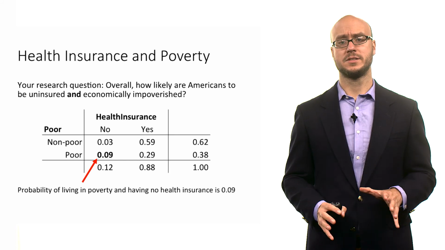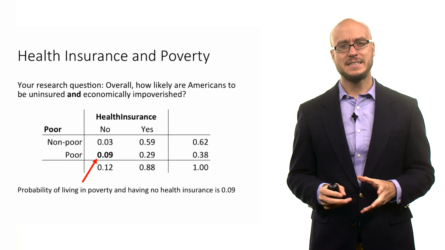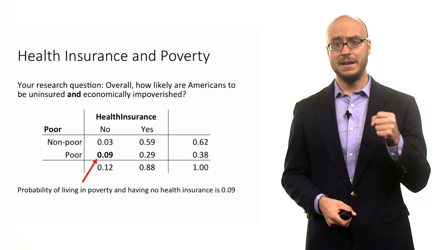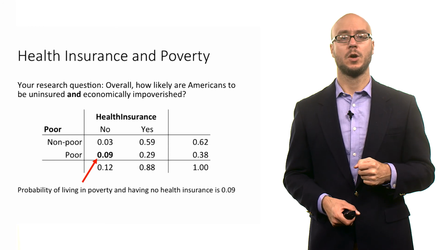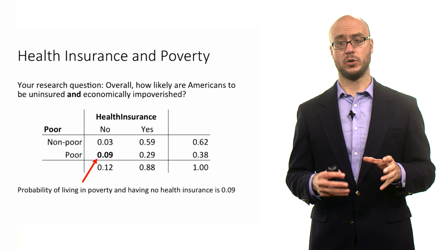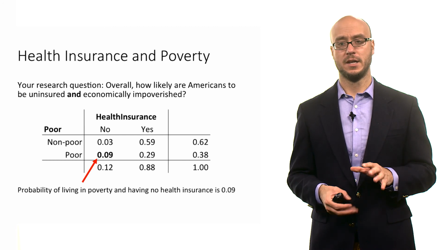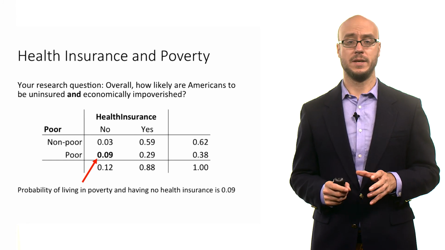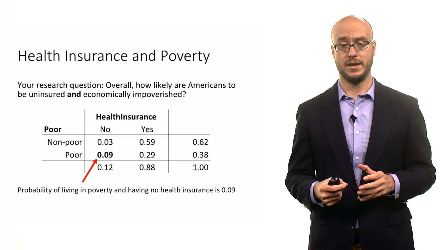So in our analysis, our key question is, how likely is it that Americans are to be uninsured and economically impoverished? How likely is that event A and B to occur at the same time? Well, we can say that that probability is 0.09. To put it another way, there's about a 10% chance, give or take, of somebody being poor and not having any health insurance. With that, we've really concluded our discussion in terms of joint probabilities. Next, we're going to explore other ways of investigating how to work with joint probabilities.